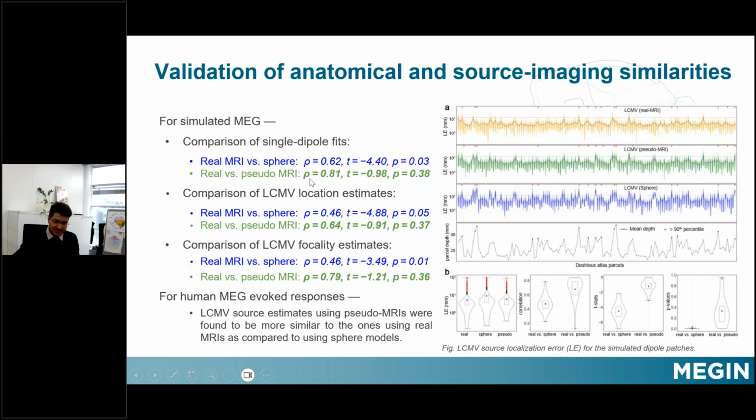So here you can see the difference or the correlation for the single dipole fit. We also did the LCMV source estimate, and the location looks similar in the case of pseudo-MRI with real MRI as compared to sphere with real MRI. We also did the focality estimate test, and it also suggests that pseudo-MRI is much closer to real MRI as compared to the sphere model. We also tested with the real data, and that also suggested the same. The full result you can see in the paper.